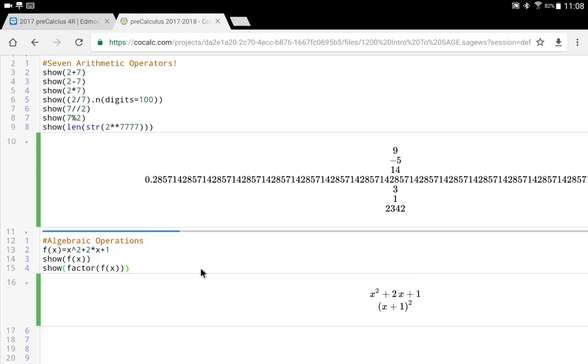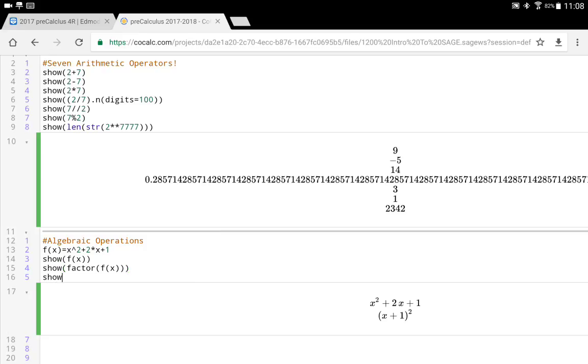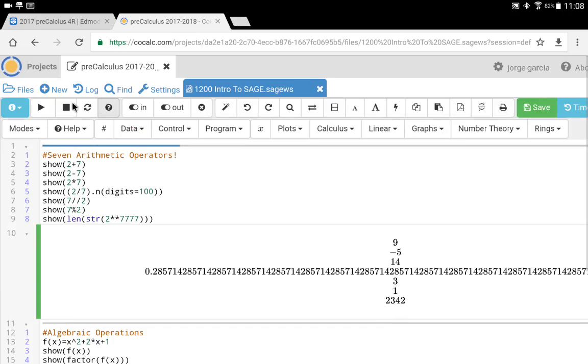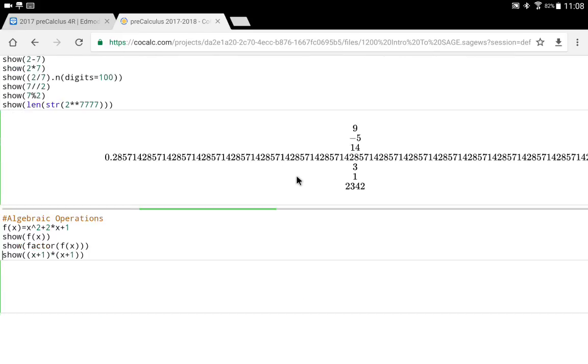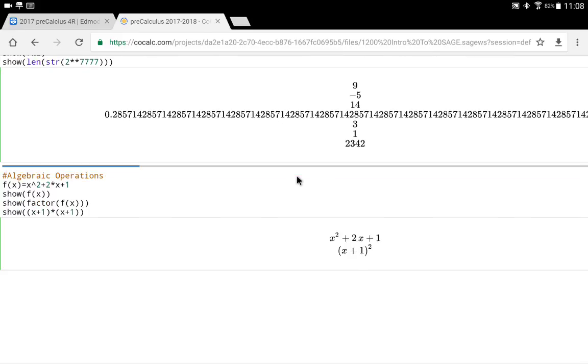Or what if you want to FOIL it out? What if you say show x plus 1 times x plus 1? And you get the same thing, but you can force it. You can say expand. So put in parentheses what you're trying to FOIL out or distribute out and do dot expand.